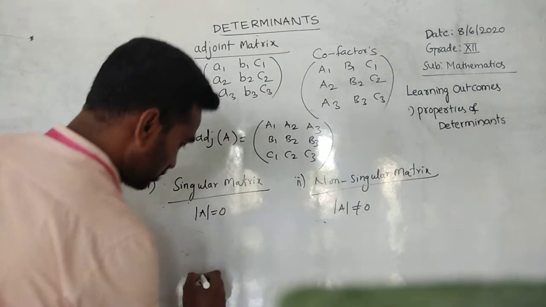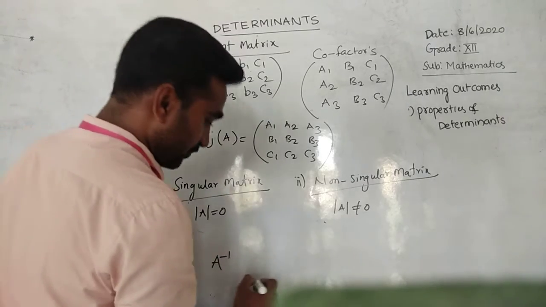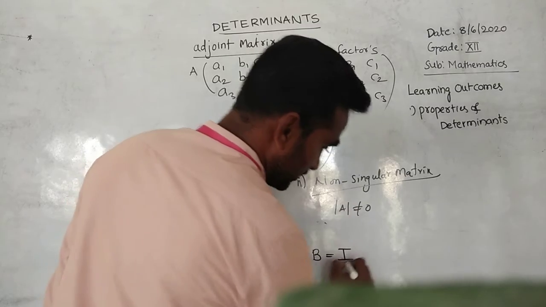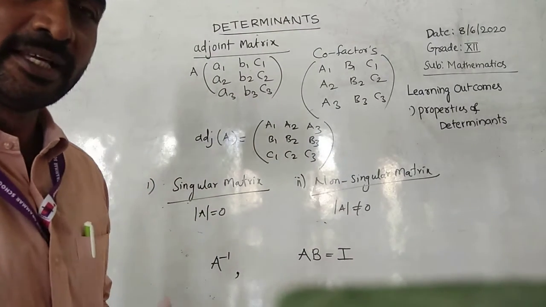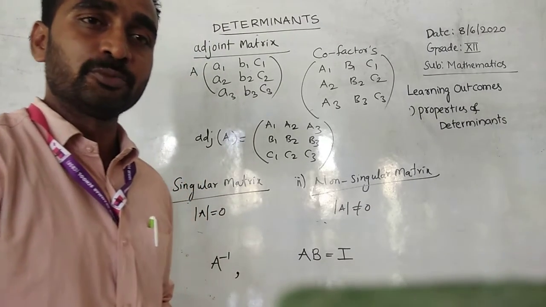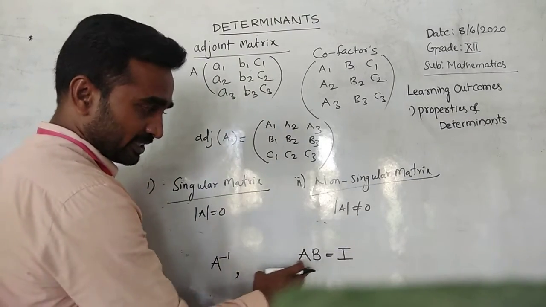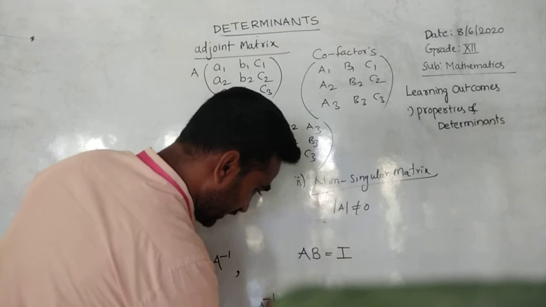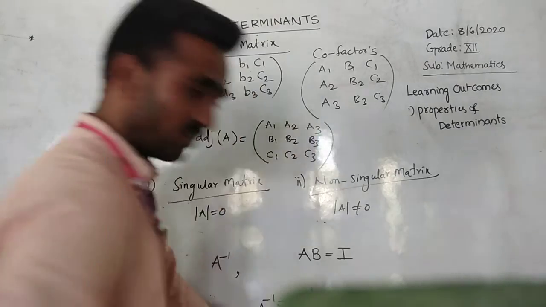Next, A inverse matrix, the inverse matrix of A. See here, how to find A inverse. In matrix multiplication, if the product of two matrices AB is equal to I, then B is said to be the inverse of matrix A, or A is said to be the inverse of matrix B. So here AB is equal to I, then B is said to be A inverse. Then how to find A inverse? A inverse is equal to adjoint A by det A. This is the formula.